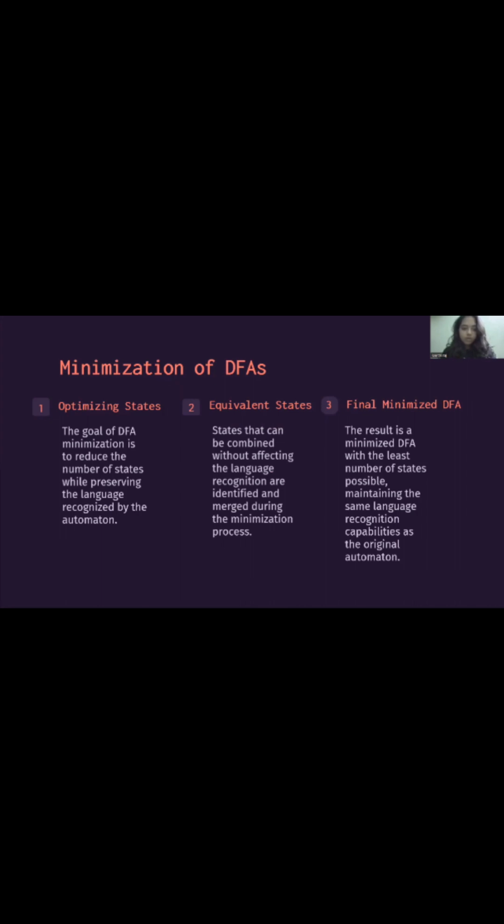Minimization of DFAs. Optimizing states. The goal of DFA minimization is to reduce the number of states while preserving the language recognized by the automaton. Equivalent states, states that can be combined without affecting the language recognition, are identified and merged during the minimization process. Final minimized DFA. The result is a minimized DFA with the least number of states possible, maintaining the same language recognition capabilities as the original automaton.